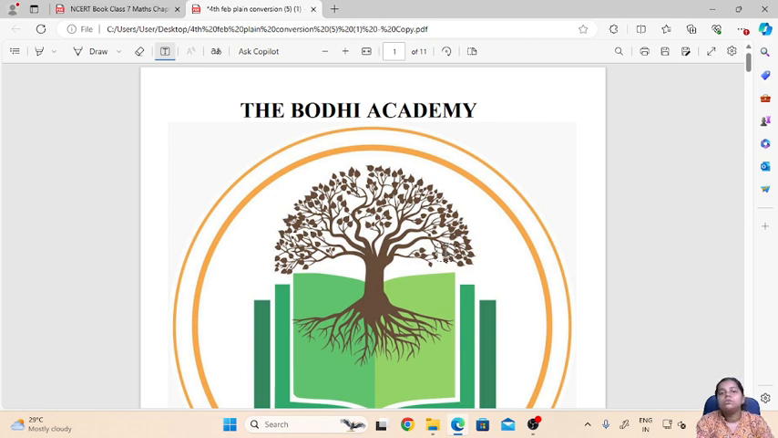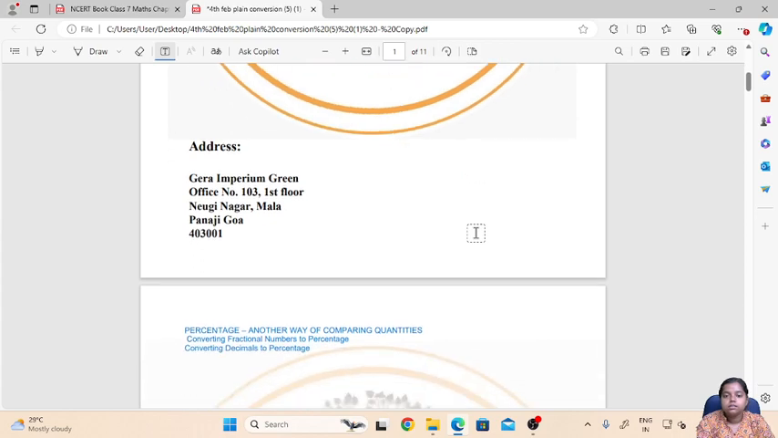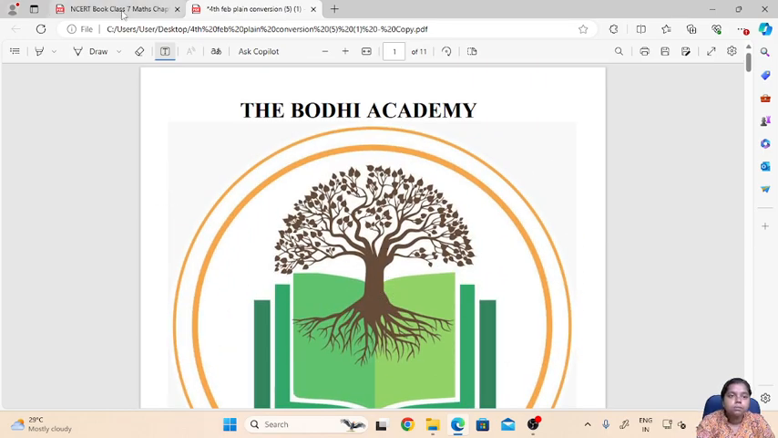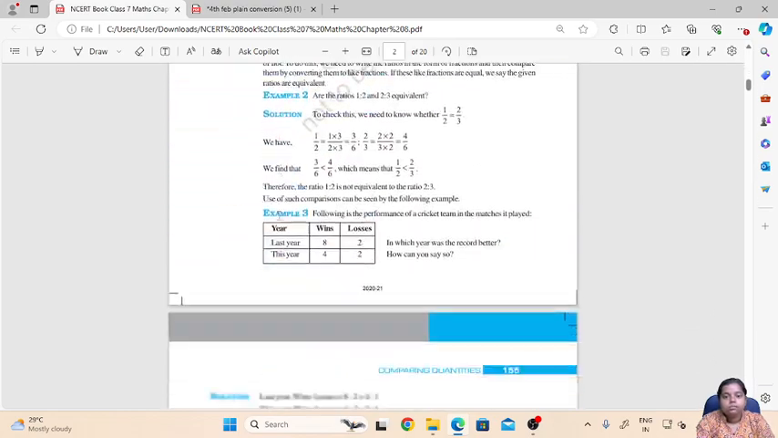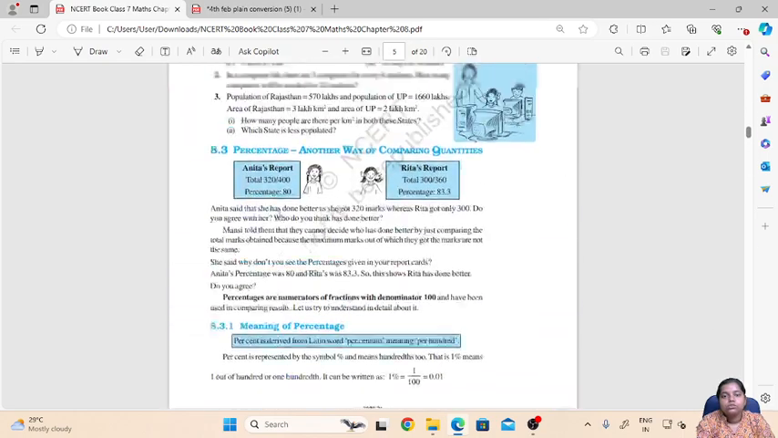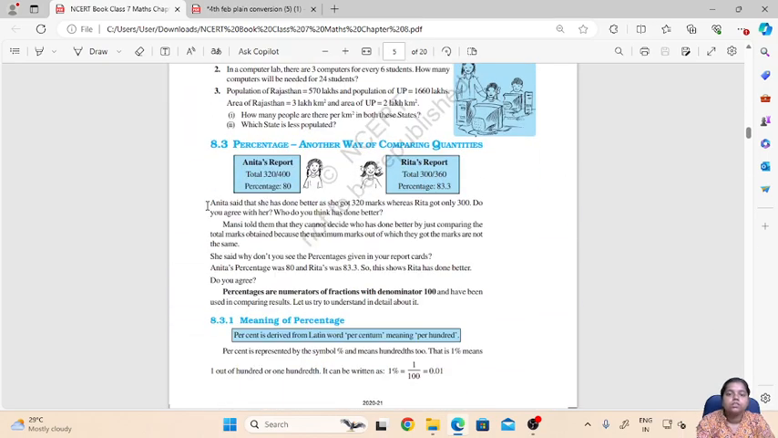Okay, so in today's class we are going to continue with the same chapter, and previously we have covered topics like comparison and equivalent ratio. In today's class we are going to cover three topics: percentage, that is another way of comparing quantities, converting fractional numbers to percentage, and converting decimals to percentage back. So we will study this. Let's start with the chapter. Yesterday we also solved one exercise, that is exercise number 8.1. Now we'll see further topics.